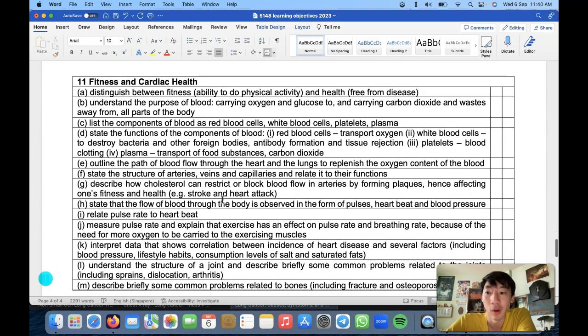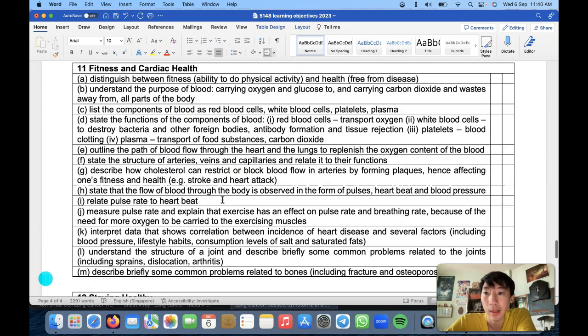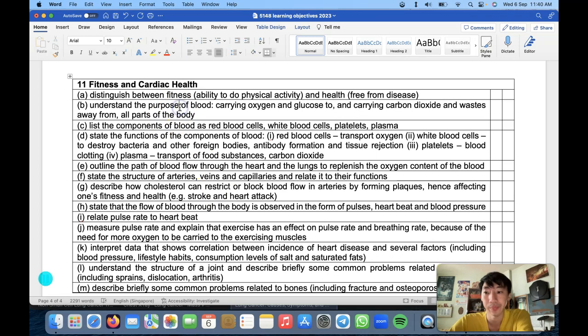Okay, now let's move on to the second last chapter called fitness and cardiac health. Now fitness is basically the ability to do physical activity, and health is being free from disease. So if I say that I'm very fit, that means I'm able to do a lot of things. I can run very fast, I can do a lot of push-ups, that kind of stuff. That's fitness. And health means being free from disease.